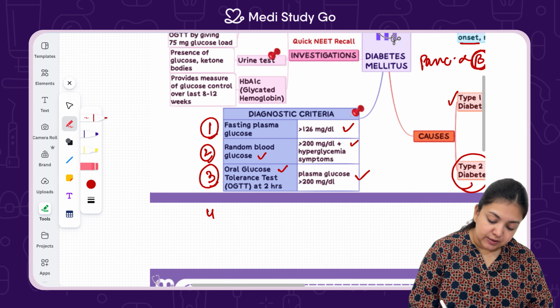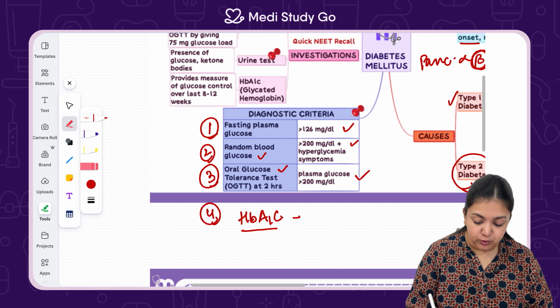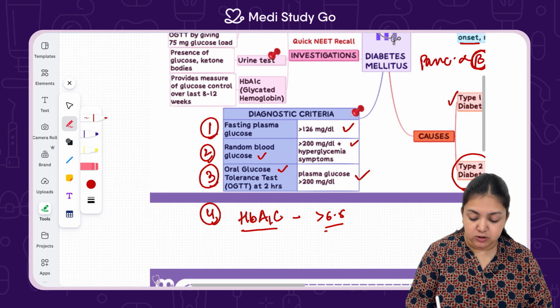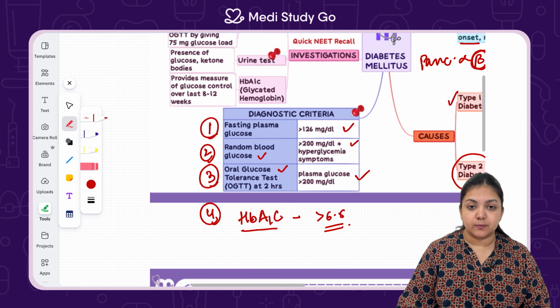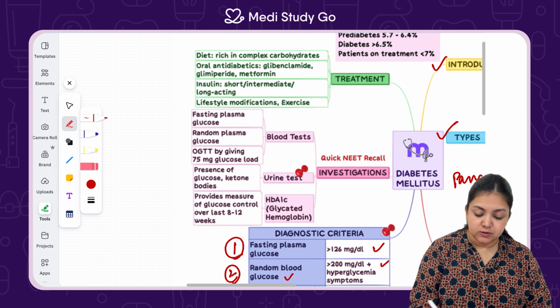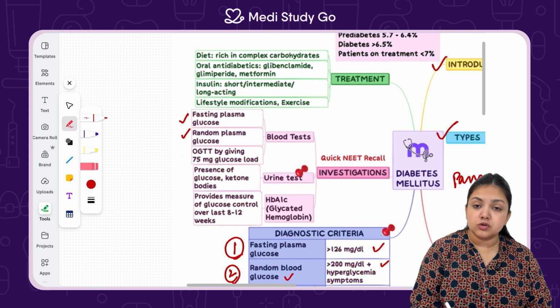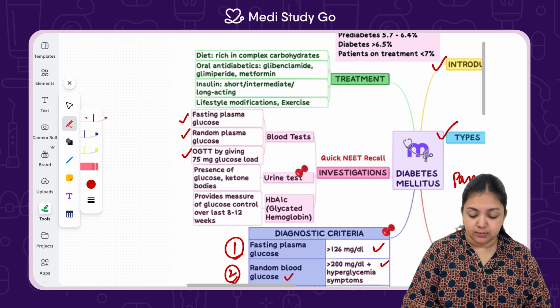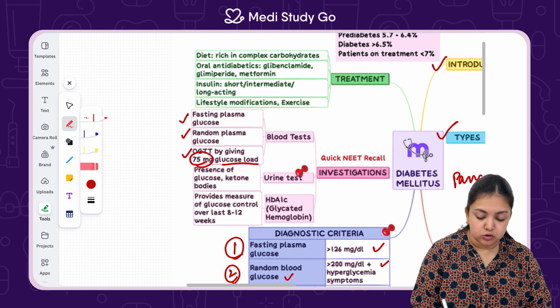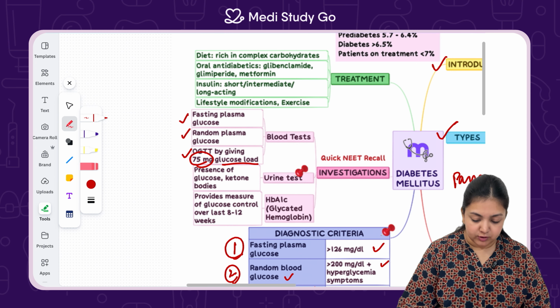Other than this, for the overall analysis of 3 months of blood glucose control, we do the HbA1c test, where more than 6.5 means a situation of diabetes mellitus. For the confirmatory diagnostic tests, we do fasting glucose, random glucose, and the oral glucose tolerance test, which is done by giving a 75 gram glucose load, and then the test is done after 2 hours.